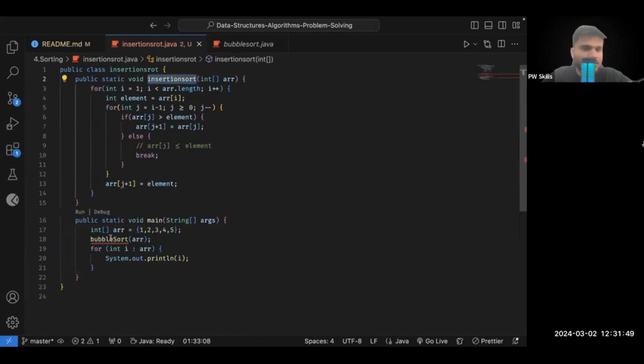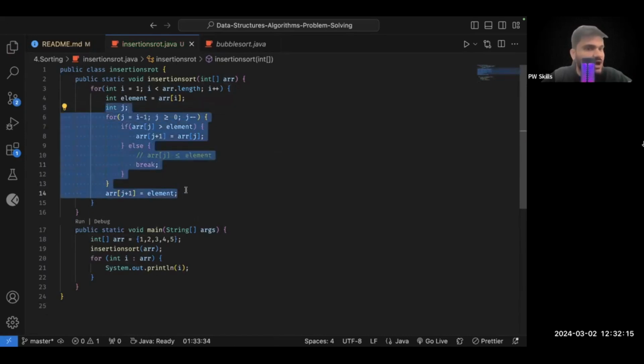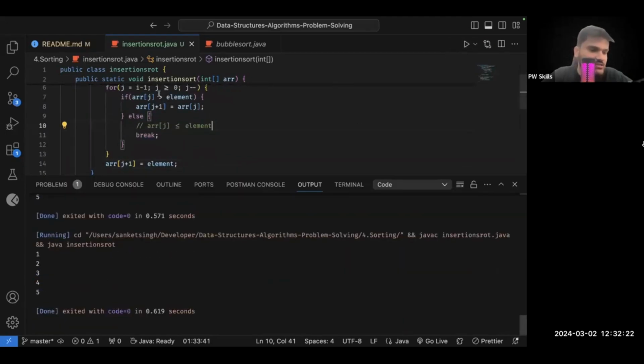And I'll call insertion sort. Now, if you carefully see, it is throwing us an error that j cannot be resolved to a variable. Why? Because we have initialized j in the for loop only, and we want to access j outside. How do you do that? You need to do int j here. Now j will be accessible outside the for loop as well. If you run it, you can see the already sorted array stays sorted.